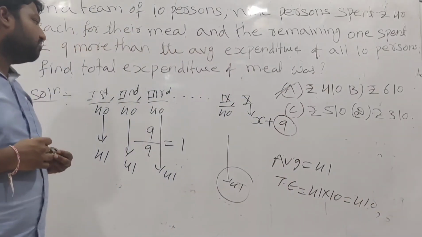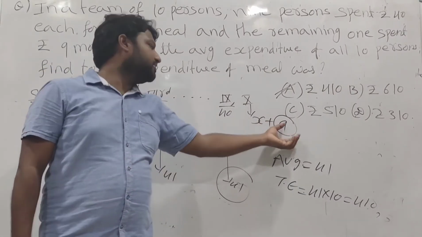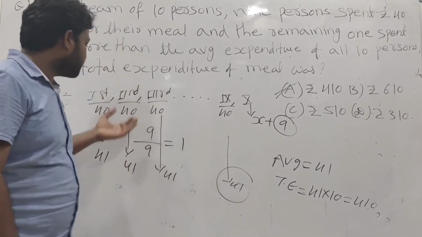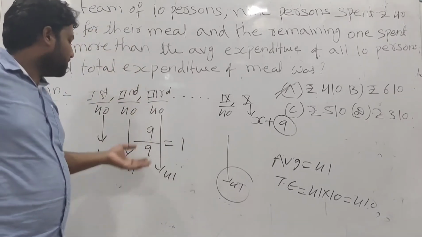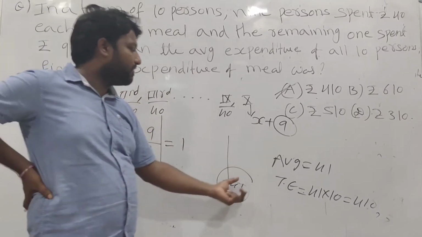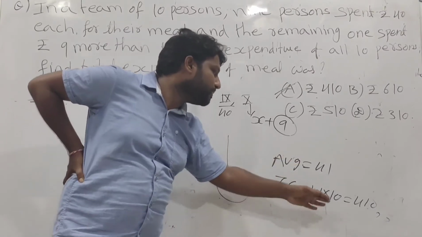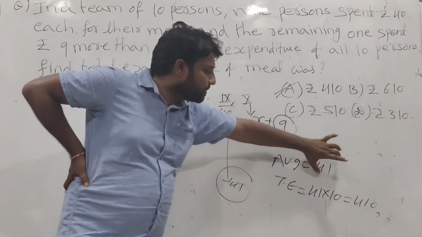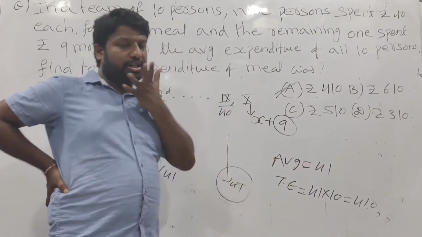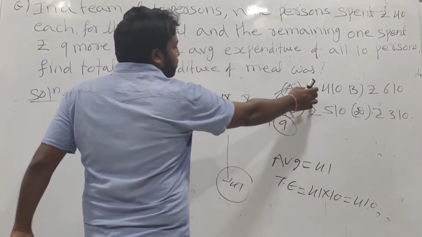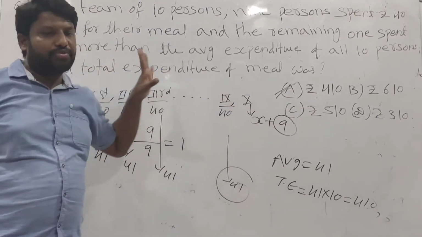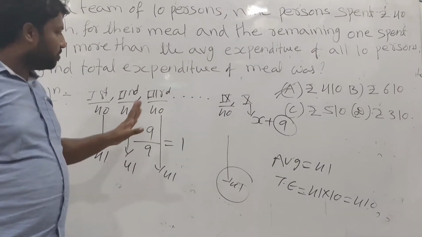Okay. So what you have to do is, how much is spending extra? 9. This 9 should be shared by all these remaining people. So 9 by 9 you are getting 1. So each person is spending 1 rupee more. So 1, 1, 1. That will become the average. So average is equal to 41. Total expenditure is nothing but average into total people. Each person is spending 41 rupees, so 41 into 10. That is nothing but 410 rupees. So find the total expenditure of the meal. Total expenditure of the meal was rupees 410. Okay. I hope you understood this.